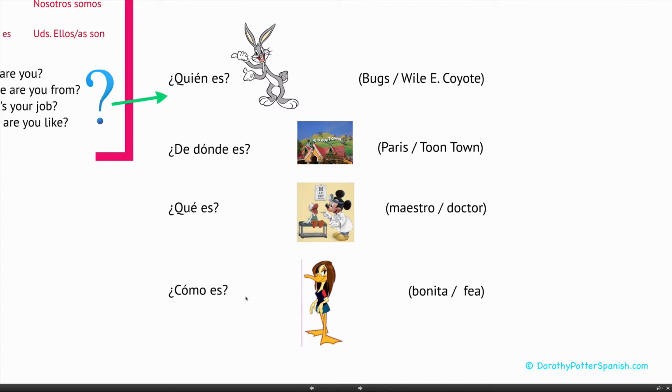How is she? Notice that from qué es and cómo es, there's no gender there. This is a female duck, that's a male mouse, and yet we're still using es. So please have in mind that while pronouns have gender, and in fact all nouns have gender, verbs do not. Verbs only have number.